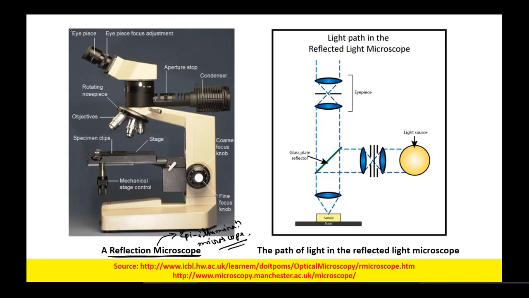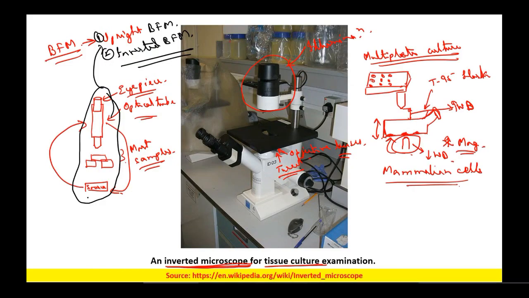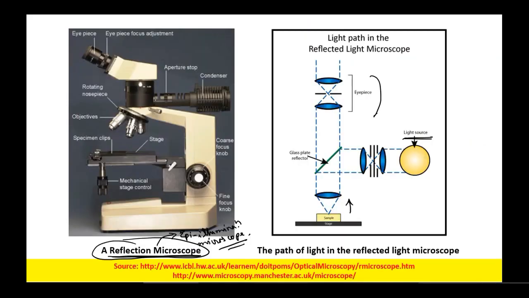Now, this is the architecture of a reflection microscope. However, let us first see the path of light in the reflected light microscope. Then I will come back to this microscope. Over here, there is a light source, which is on the same side of the sample as the eyepiece. In the previous case, the source and the eyepiece were on either side of the sample. Whereas in the reflected light or epi-illumination microscope, the light source and the eyepiece are on the same side of the sample.